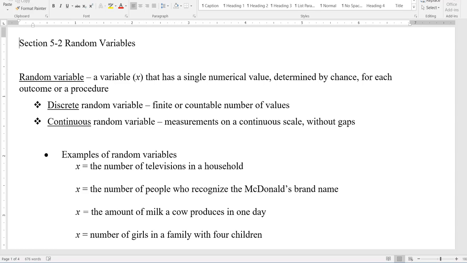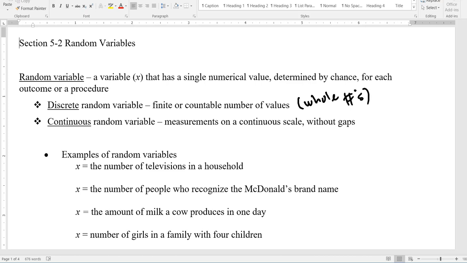So for section 5.2, we're going to be looking at random variables. A random variable is a variable that has a single numerical value determined by chance for each outcome of a procedure. We'll have two options with this, discrete or continuous, and we've actually seen this idea before. Discrete means finite, countable.